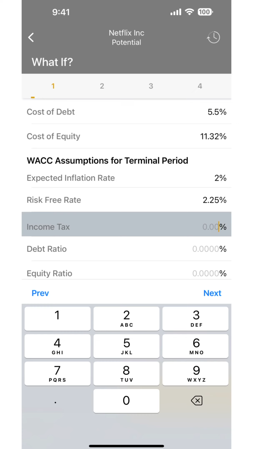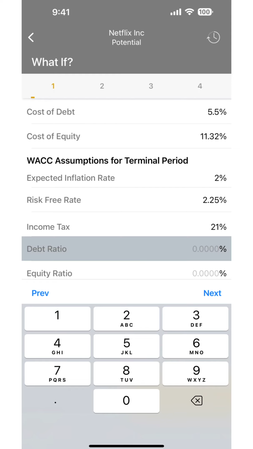Income tax. The marginal income tax rate is ideally entered for the terminal period, assuming the tax rate is expected to stabilize to this rate on average in the long term. For Netflix, we have taken this as 21%.